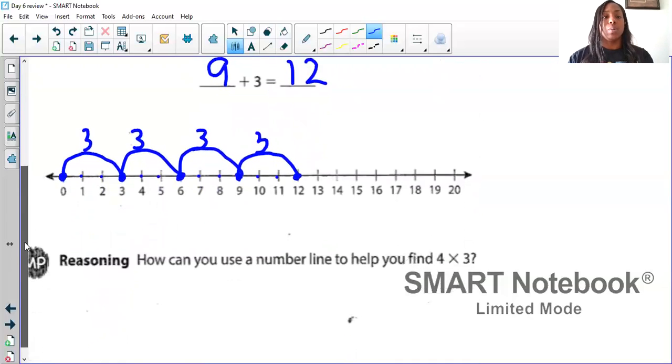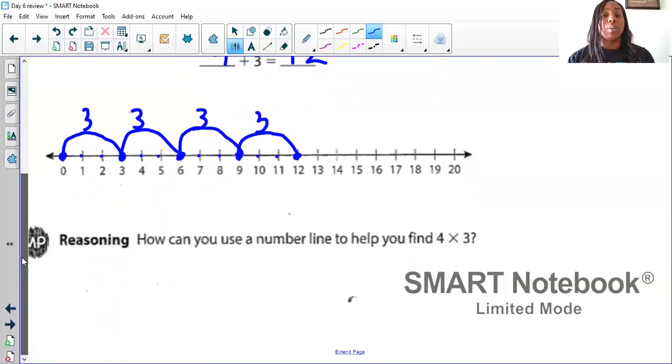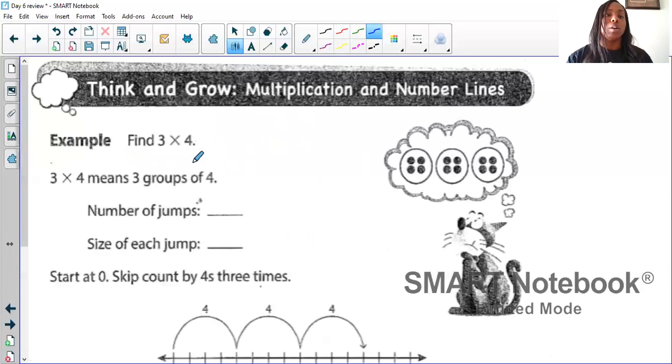All right, so the reasoning question we have is, how can you use a number line to help you find 4 times 3? I want you to take a moment and think about that. How can we use a number line? So what are you thinking? Yeah. I like your thinking. Let's see if it works, okay? Let's move on to our thinking grow. So multiplication and number lines.